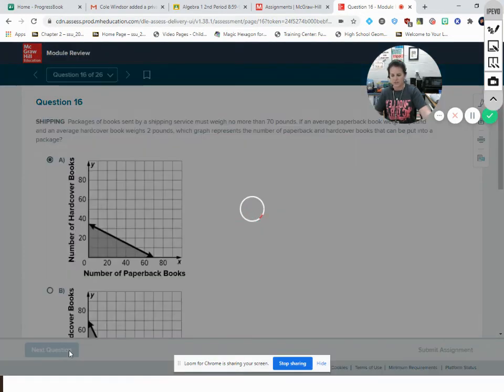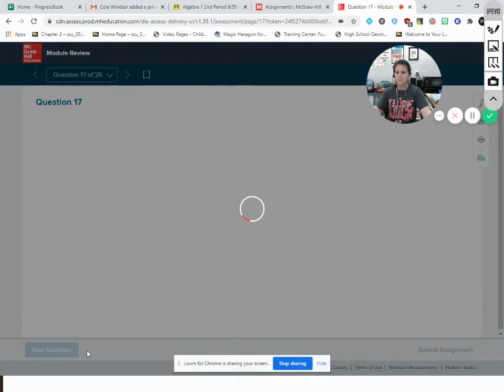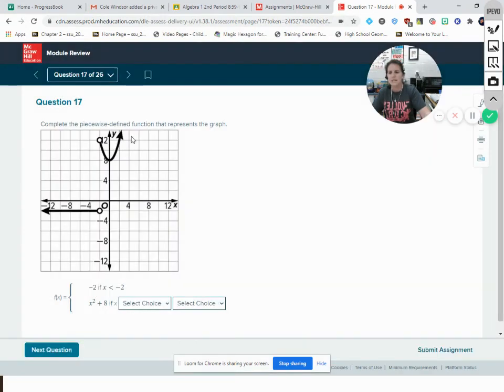All right, moving on to number 17. Complete the piecewise defined function that represents the graph. So it says the function equals -2 if x is less than -2. And we can see for values of x, not including, but greater than -2, it equals this function over here. Notice I didn't put greater than or equal to because this is an open circle. We do not want to include this point, so it's x is greater than.